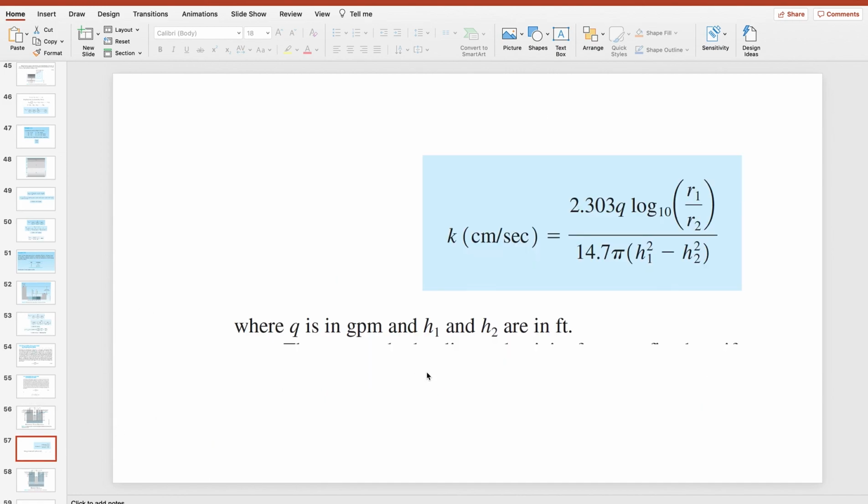So for that, ang gagamitin natin is K is equivalent to 2.303 Q log base 10 R1 over R2 divided by 14.75 times H sub 1 squared minus H sub 2 squared, where Q is in gallons per minute. Gallons per minute. H1 and H2 are in feet.